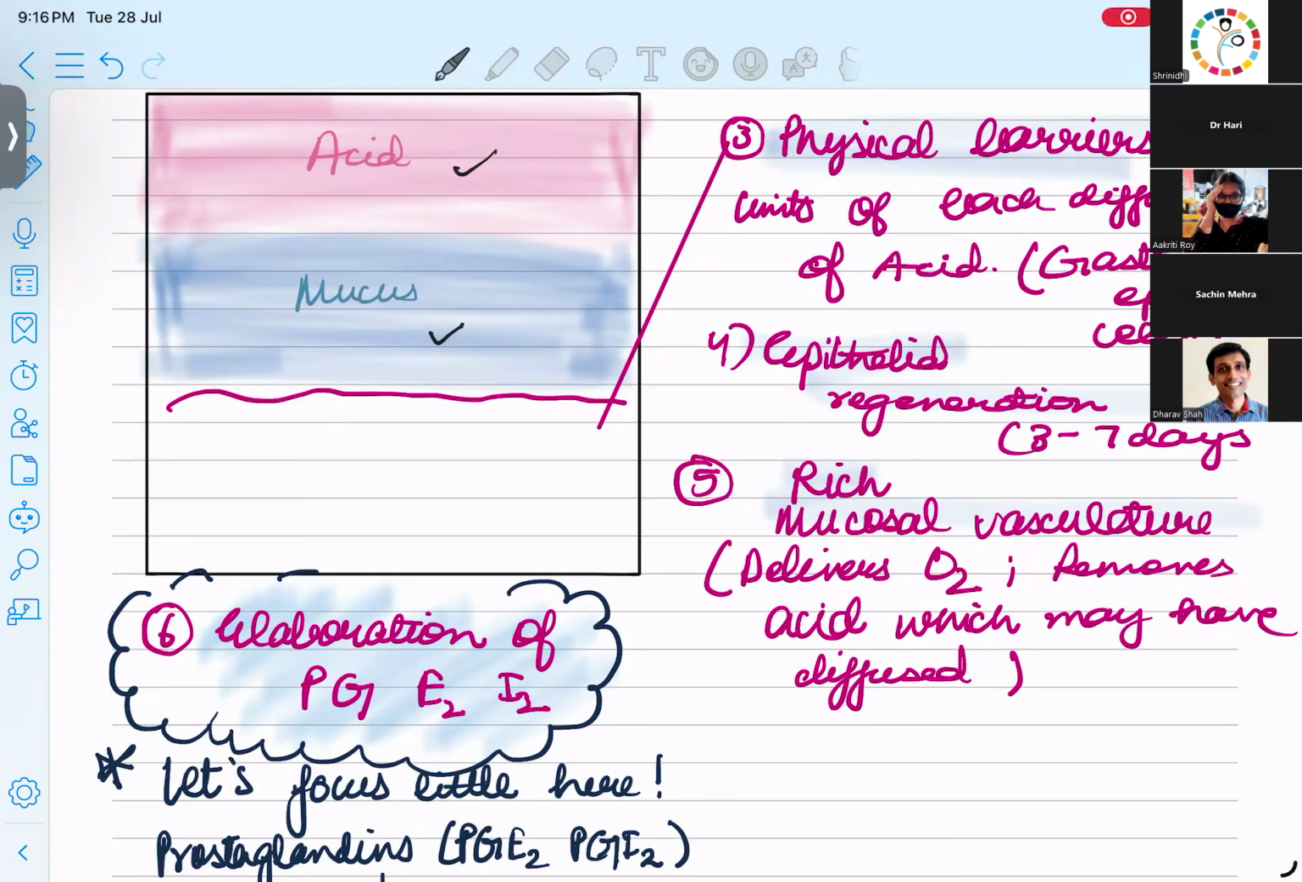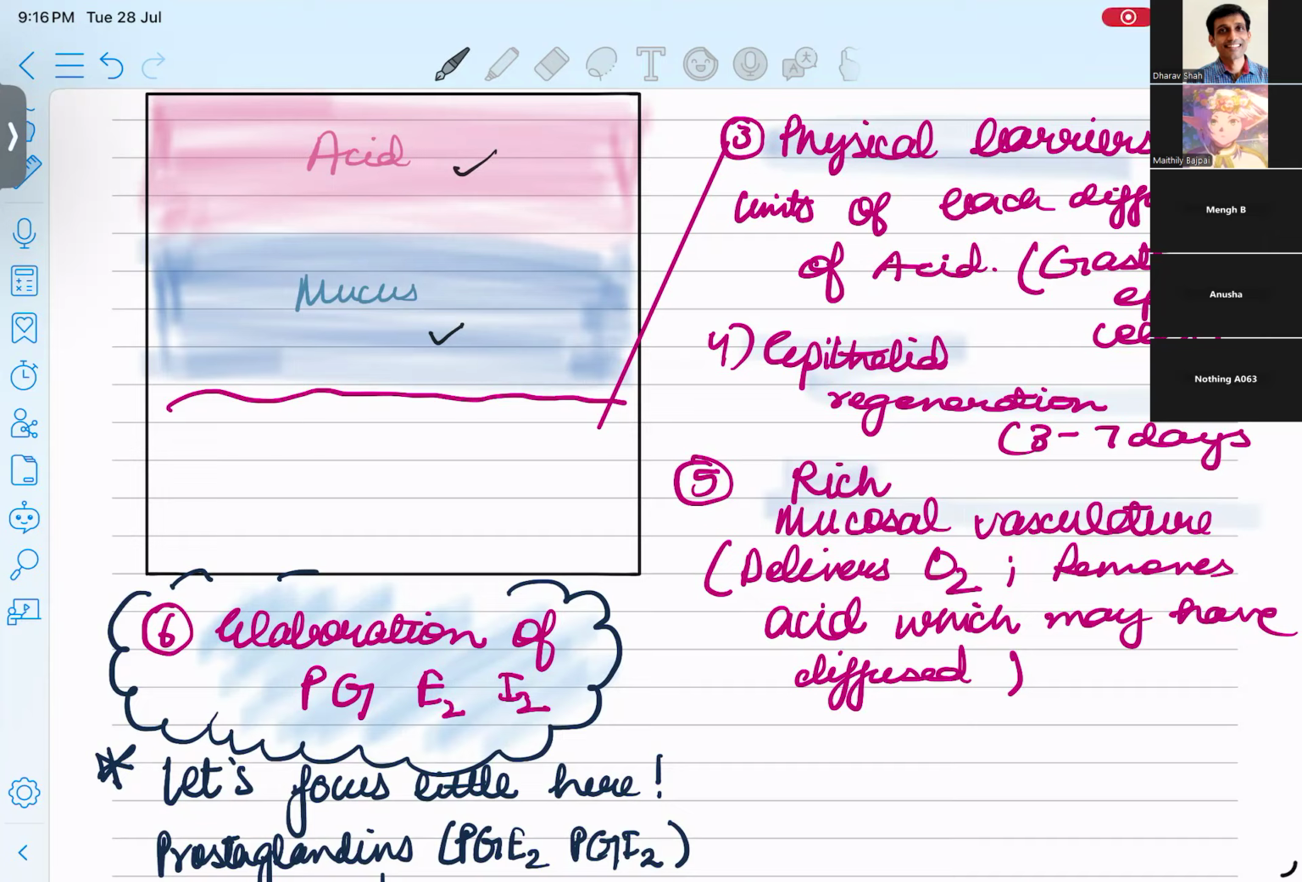Of course, then there is epithelial regeneration in every 3 to 7 days. So जो भी epithelial cells हमारे gastric glands के erode होते हैं, they already get regenerated in every 3 to 7 days. So we always have new cells coming up.